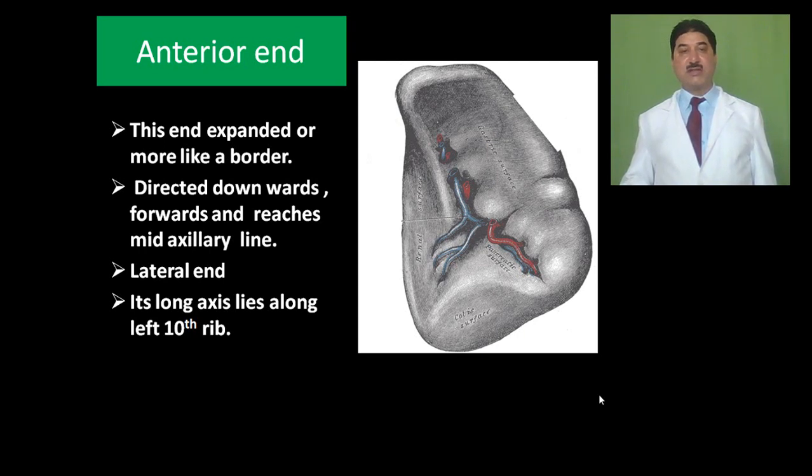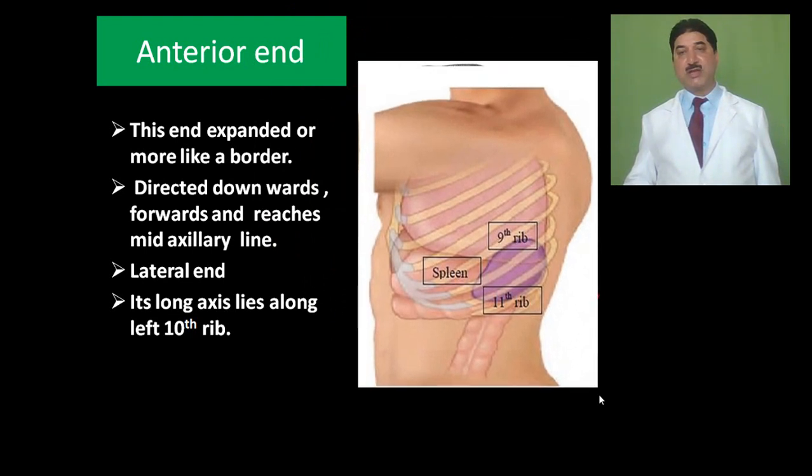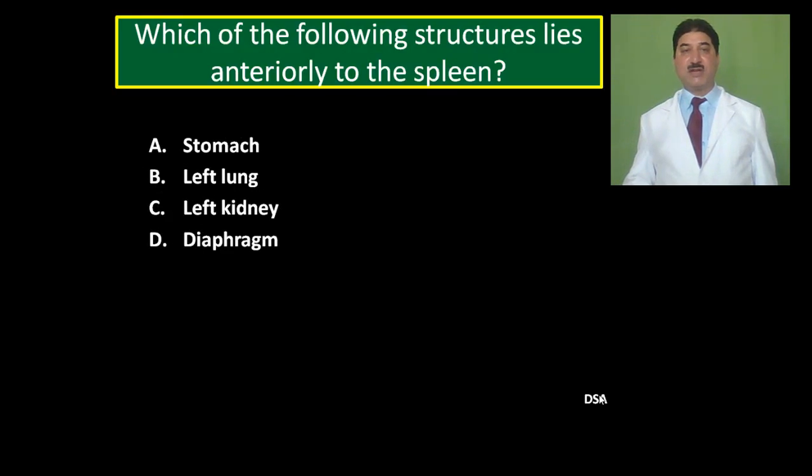Its long axis lies along the long axis of the 10th rib, as shown in this diagram. So anterior end of the spleen is related to the mid-axillary line. Anterior end of the spleen reaches the mid-axillary line. The long axis of the spleen is related to the long axis of 10th rib. Which of the following structures lies anterior to spleen? Stomach, left lung, left kidney, diaphragm. Stomach is the correct option.